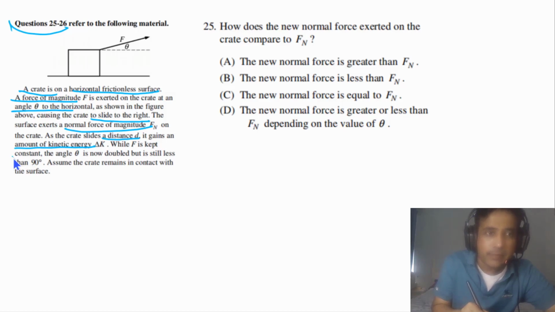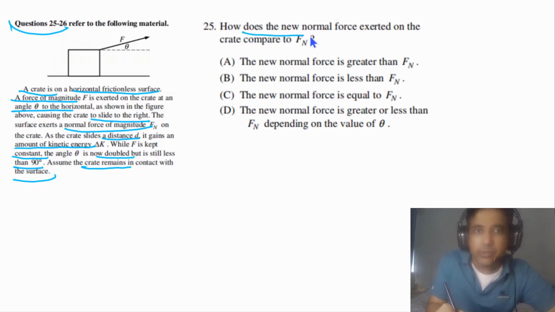While F is kept constant, the angle theta is now doubled but is still less than 90 degrees. Assume the crate remains in contact with the surface. We need to find out how the new normal force exerted on the crate compares to Fn.